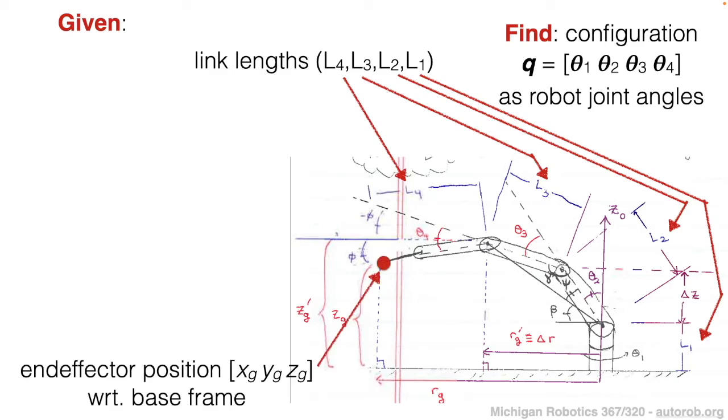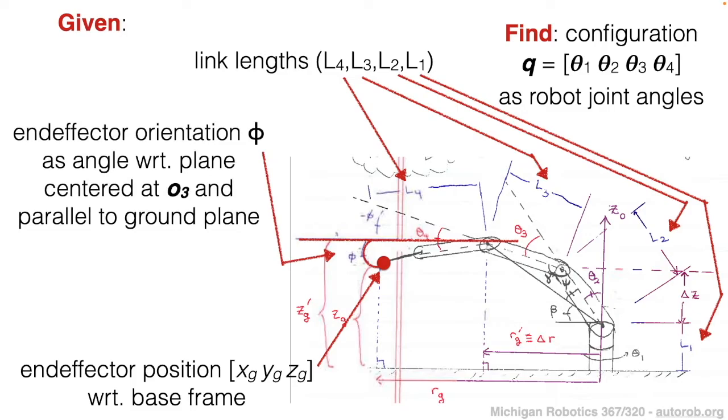We also have given to us the end effector position with respect to the base frame. We can think about this as the end effector position in the world coordinate frame. Since this is a 3-dimensional space, we're going to have an X, a Y, and a Z component. And finally, we also have given for our inverse kinematics the end effector orientation, which is going to be described as an angle with respect to the plane centered at this origin 3, described here, that's parallel to the ground plane. That final angle here, phi, is also considered part of the end effector orientation.